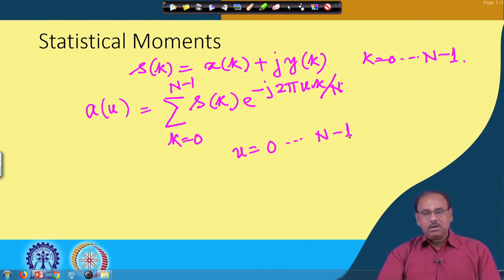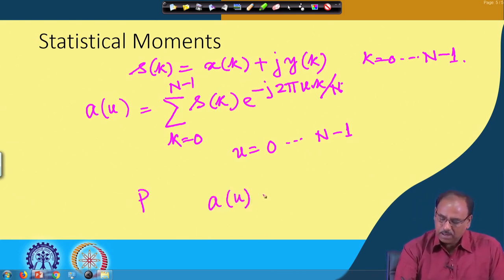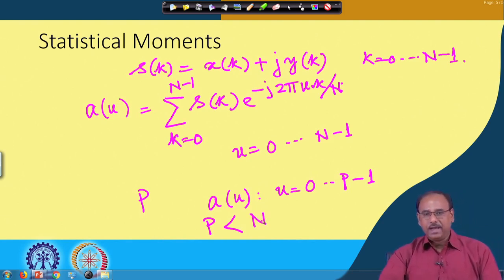Now, you can also find out that instead of considering all the N coefficients, if I consider a lesser number of coefficients, what kind of effect can I have? Suppose I want to consider P coefficients, that means I want a(u) where u varies from 0 to capital P minus 1, where P is less than capital N. Then what kind of effect will this truncation of the coefficients have?